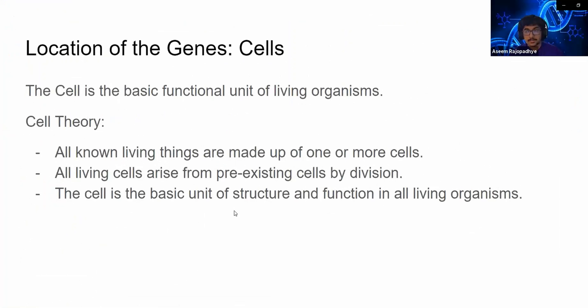So, the location of these genes: as most of you know, DNA and genes are located in cells, which are the basic functional unit of all living organisms. A little bit about cells: every living thing is made up of one or more cells. All living cells come from pre-existing cells, and they are formed via cell division. And the cell is the basic unit of structure and function in an organism.